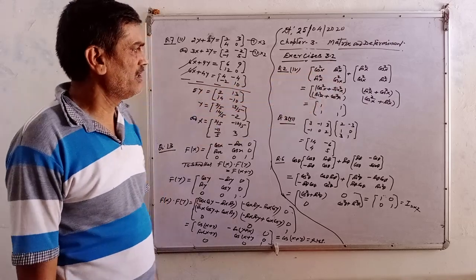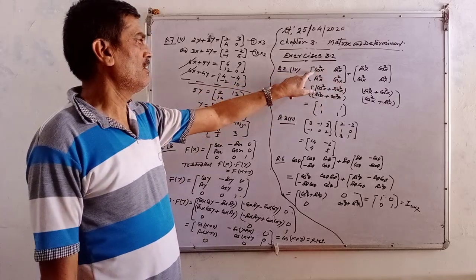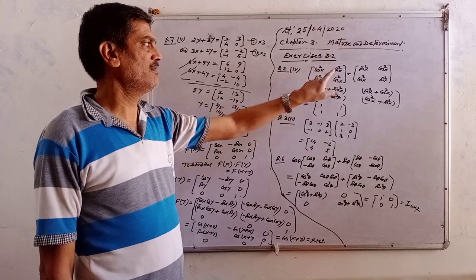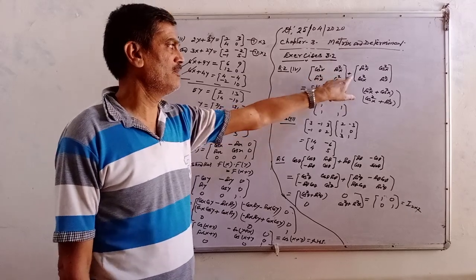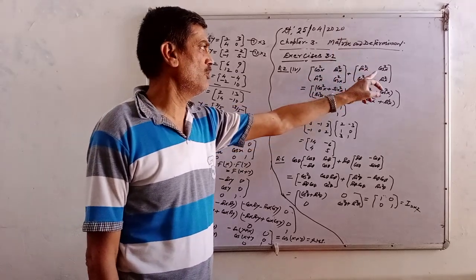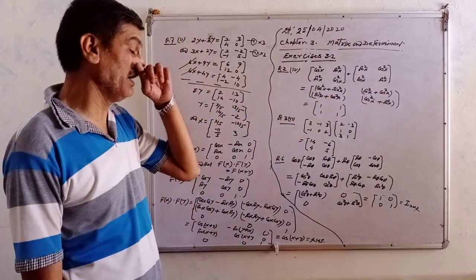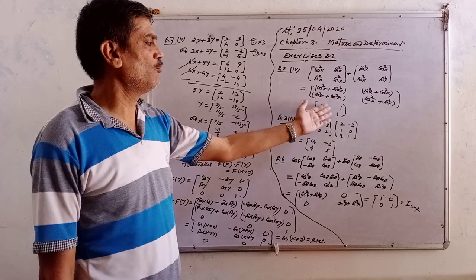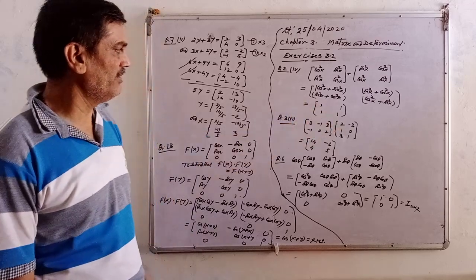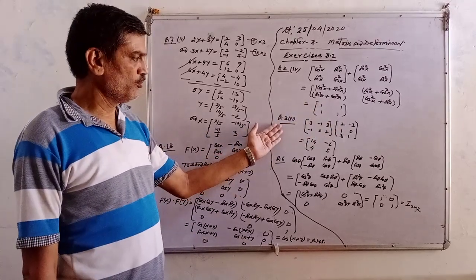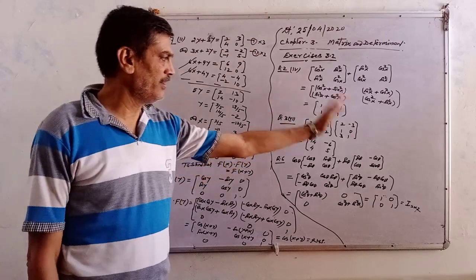The sum of two matrices: cos square x, sin square x, sin square x, cos square x, plus the second matrix sin square x, cos square x, and adding them. Simply after adding, you will get 1, 1, 1. You can do this very simple problem. Now question number 3, multiply two matrices.